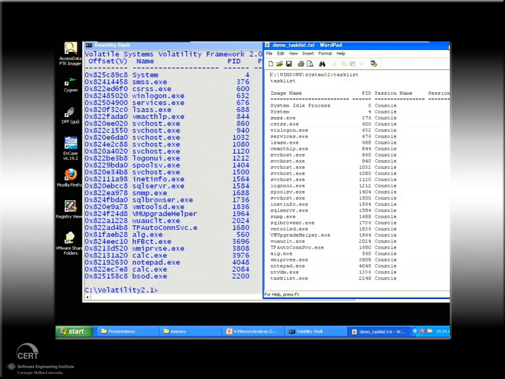The fact that processes aren't showing up when we run this command from the command line, but they are showing up in our Volatility output, if nothing else, even if you don't know it's a rootkit, that is suspicious, right? Why am I seeing those discrepancies? And this can give you the ability to focus in: I want to look at calc.exe, I want to look at BSOD, I want to look at that HFBCT. Instead of looking at all of these files, or the NTVDM, now you have a smaller subset that you can focus your analysis on.